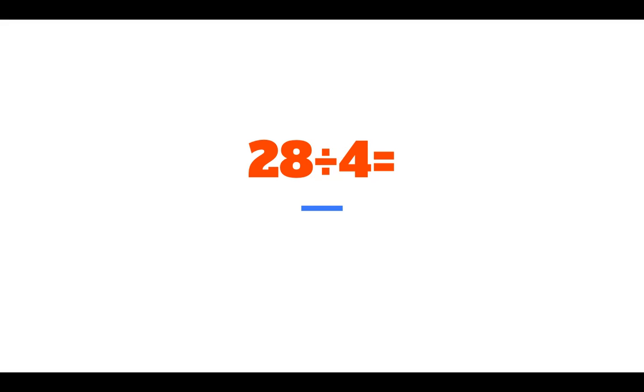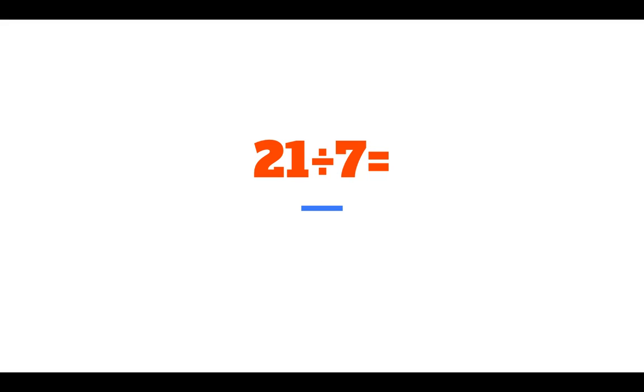28 divided by 4 equals 7. 27 divided by 9 equals 3. 6 times 6 equals 36. 12 divided by 2 equals 6. 3 times 6 equals 18. 24 divided by 6 equals 4. 12 divided by 4 equals 3. 36 divided by 9 equals 4.